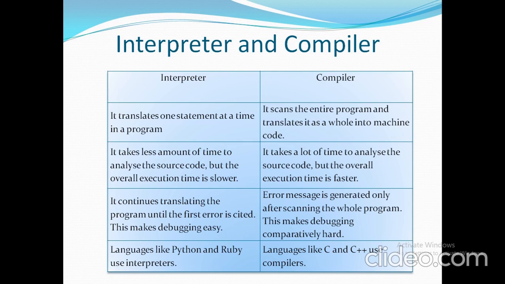An interpreter continues translating the program until the first error is found. So it will continue unless and until it finds its first error. This makes debugging easy. But in a compiler, the error message is generated only after scanning the whole program. So when the whole program has been analyzed, only then will it display the error message. So debugging is comparatively harder in a compiler. For example, Python and Ruby use interpreters, and languages like C and C++ use compilers.